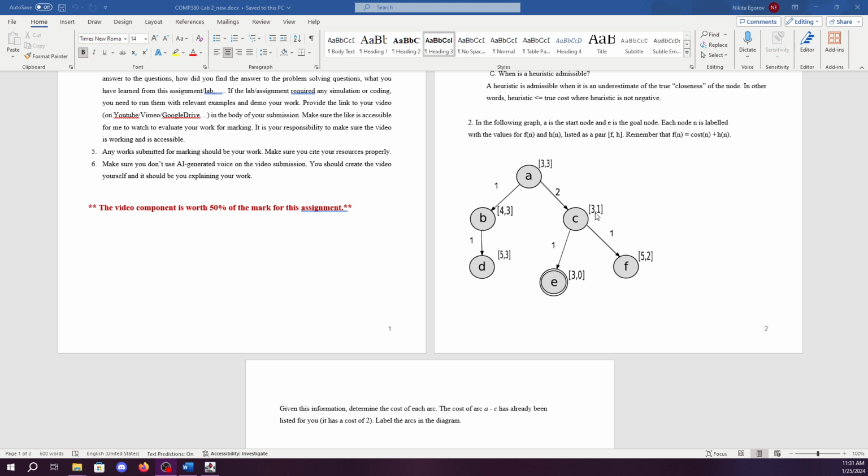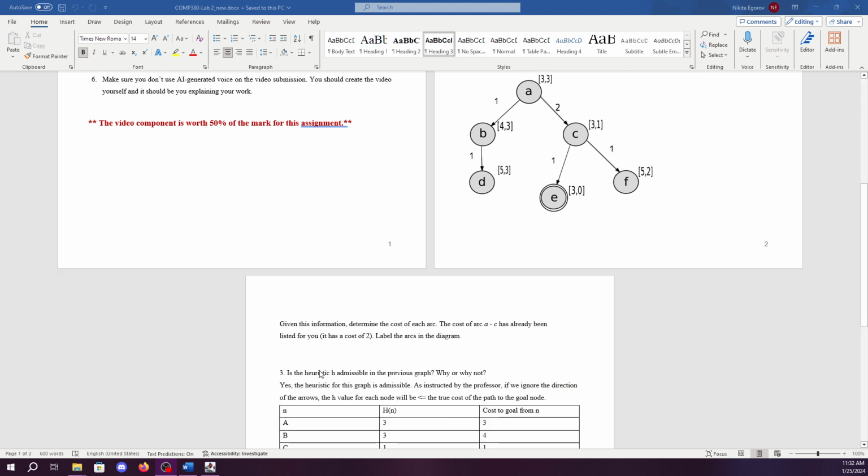For node C, you can see that the f of n is 3, the heuristic is 1, so the cost from A to C has to be 2. And for example, for node F, you can see that f of n is 5, and the heuristic is 2, which means that the cost from A to F has to be 3. So you have 2 here, and this one has to be 1.